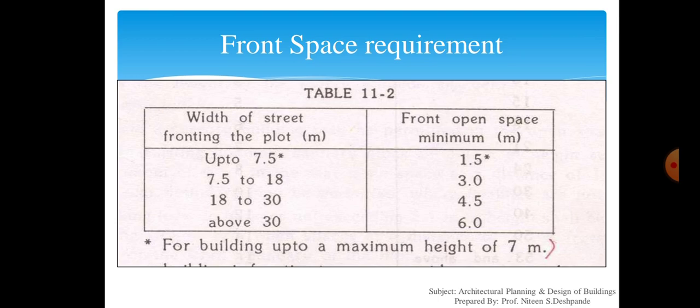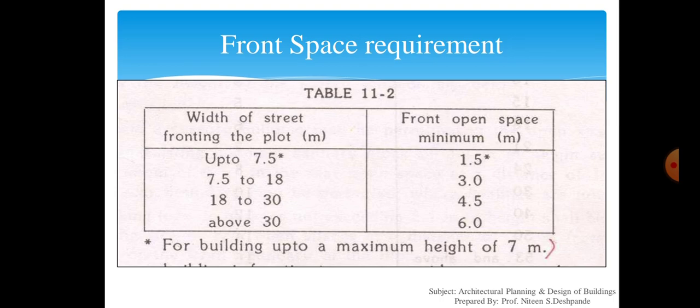Now there are some front space requirements also. At the time of the lecture we saw the setback distance and the front side distance. The same we are going to see in these front space requirements. This front space requirement depends on the width of the street fronting that plot. So if the width of the street is up to 7.5 meters, then the minimum front open space should be 1.5 meters.